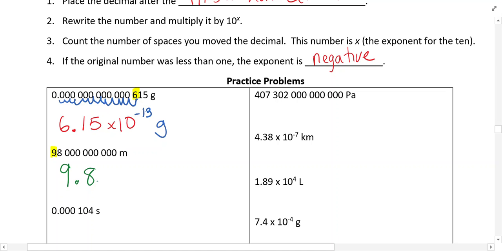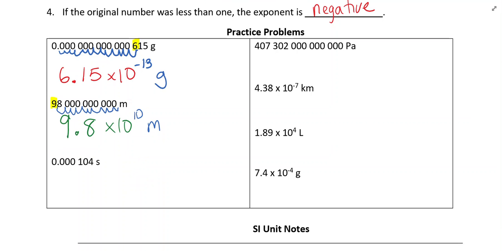So 9.8 and then times 10. And we then have to count how many places we move the decimal again. So we moved, even though there is no decimal here, it would be right here. So 1, 2, 3, 4, 5, 6, 7, 8, 9, 10. So it's going to be 9.8 times 10 to the 10th. It is positive here because the number is bigger than 1, and then our unit here is meters.